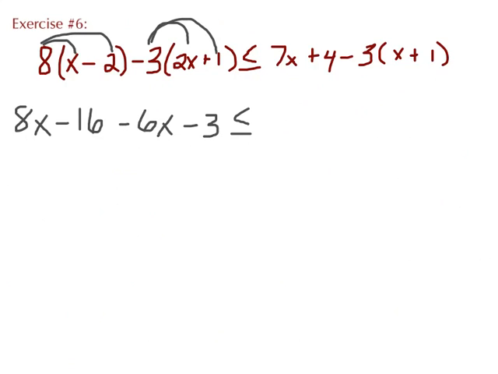Inequality symbol. There's nothing to do in the beginning part, so I'm just going to write it down. 7x plus 4. Now I'm going to take that negative 3 and distribute it in. Negative 3x. Negative 3 times 1 is going to give me negative 3.